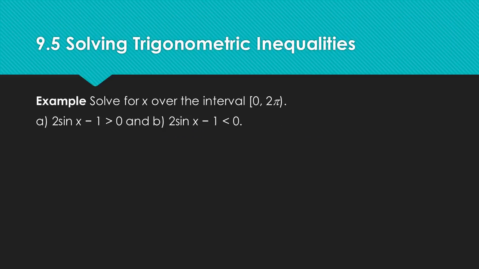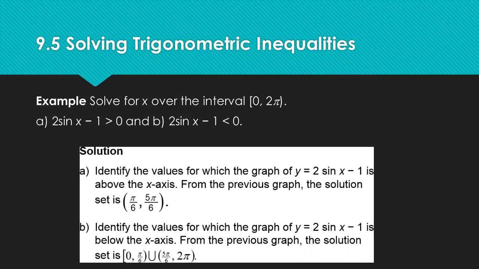Now we're going to solve a couple of inequalities. Now notice both of these are the same as the equation. We have 2 sine of x minus 1 on one side and 0 on the other. One of them is a greater than and one of them is a less than. And again, if you want to pause, go ahead. Otherwise, we're going to keep going. We've already done the hard part. We've already identified that it equals 0 at pi over 6 and 5 pi over 6.